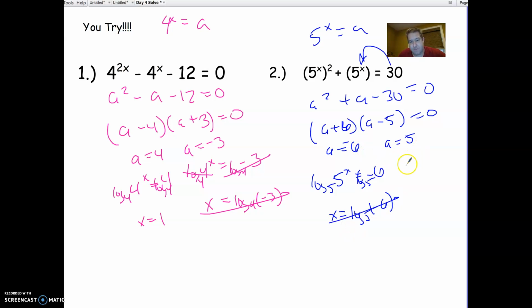That's not a real solution. Over here we have 5 to the x equals 5. Do log base 5 of both sides, x is 1 real solution. All right, 1 real solution, and the number is 1.